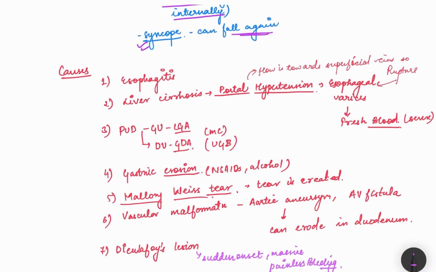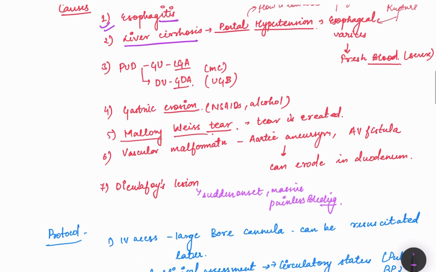What are the causes of upper GIT bleeding? It can be esophagitis, inflammation of the esophagus, or liver cirrhosis. Liver cirrhosis leads to portal hypertension. So all the blood will flow towards the superficial veins of the esophagus. So the veins will rupture and lead to esophageal varices. So it will be fresh blood.